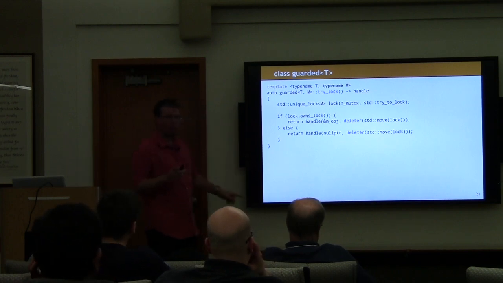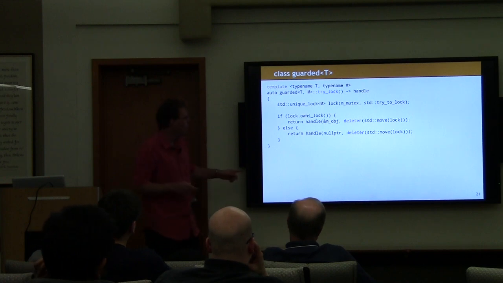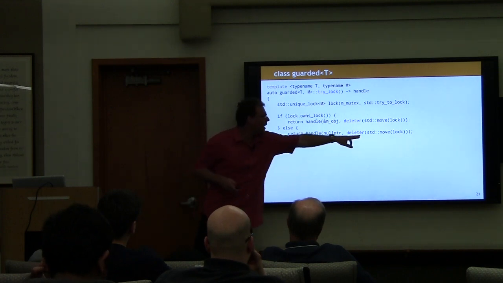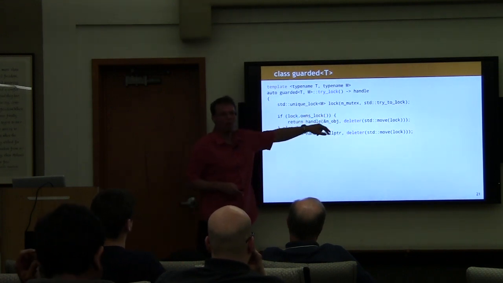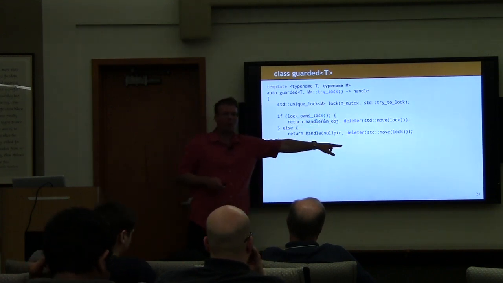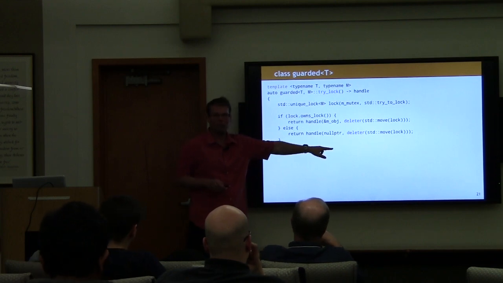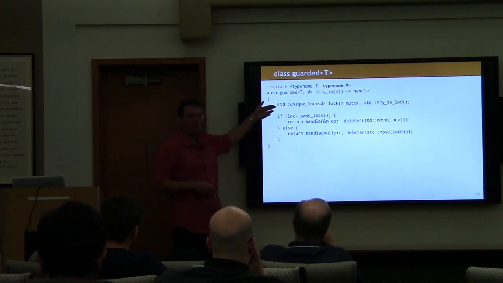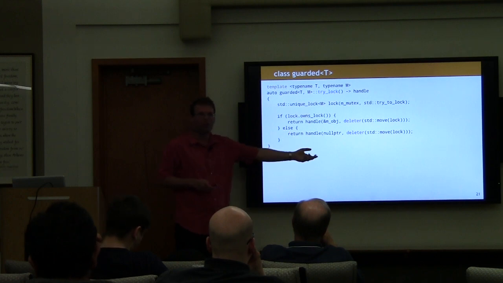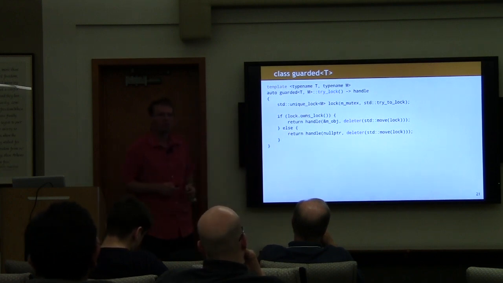There is a complexity here, which is not immediately obvious, which is in this else condition, lock is not locked. So I'm moving an unlocked unique lock. So there's no lock held. If this fails, there is no lock to forward to the deleter. Does that answer your question? Okay.